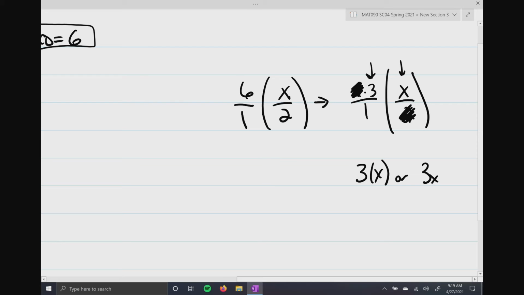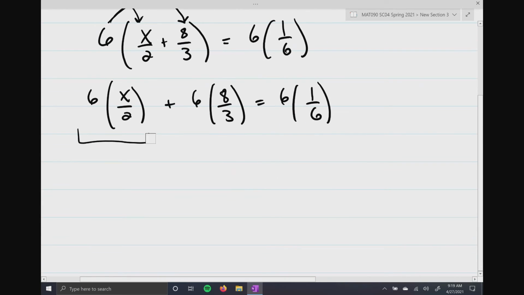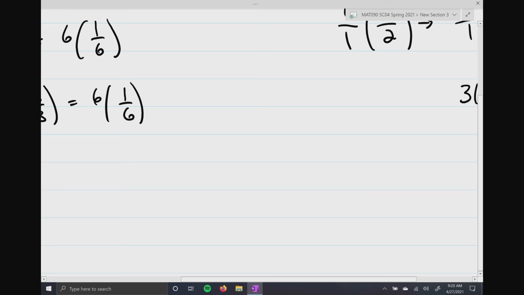So I'm going to go back over to my problem. I'm going to copy this down directly underneath. So this simplifies down into 3x. I'm going to do the same thing with the middle fraction, the 6 times 8 over 3. Watch what happens, because I'm really trying to make a point here. Here is 6 times 8 over 3. Remember, we're multiplying fractions, so we try to reduce first. I'm going to break down the 6 into 2 times 3 again.